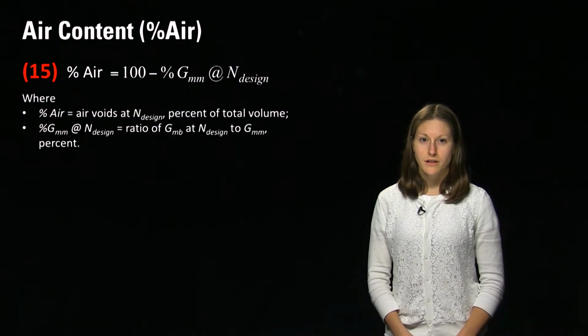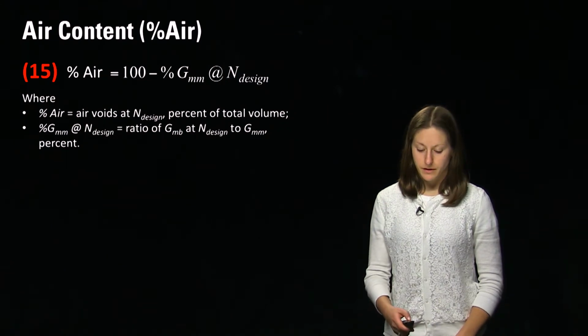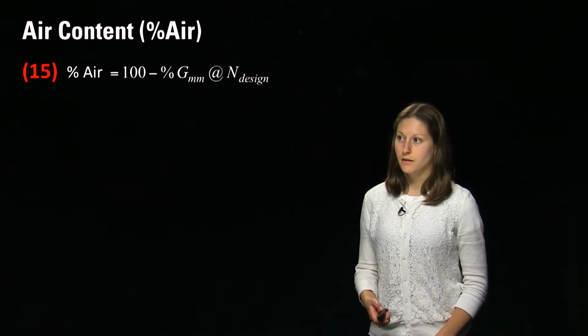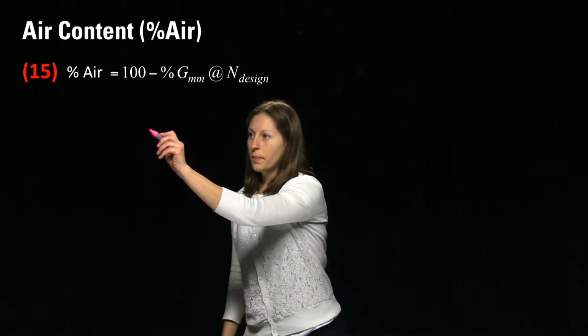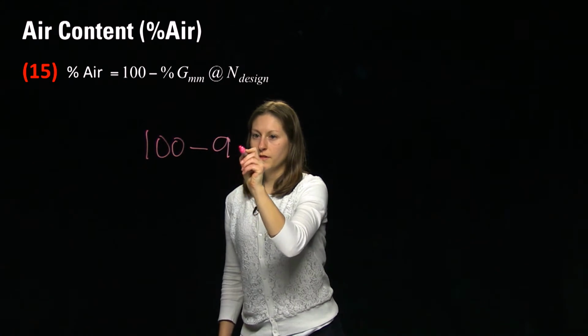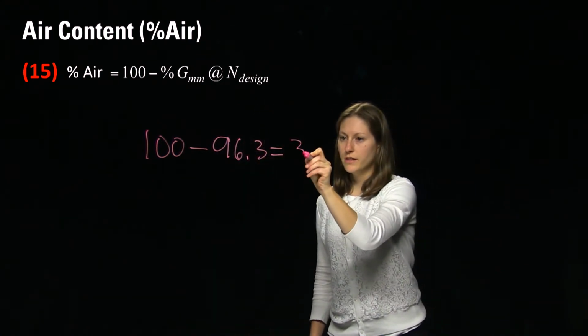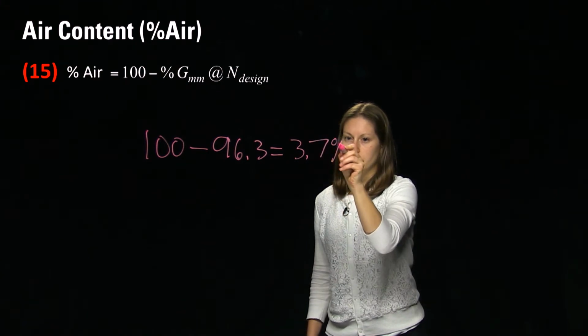We will calculate the air void content of our mixture at end design using equation 15. For our example, our percent GMM at end design was 96.3. Therefore, our air void content is 3.7%.